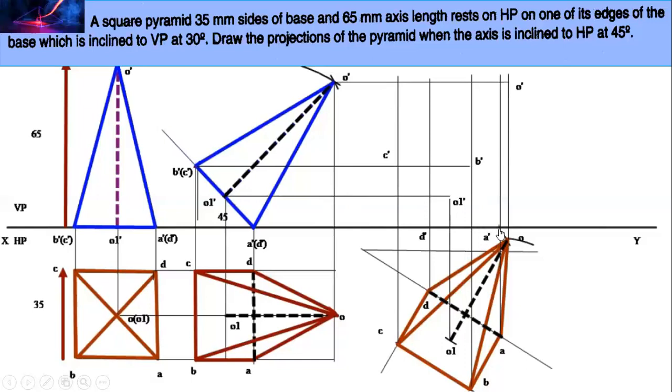Now the procedure is connect all the outer boundary points. Here always the base is towards the observer. So first make the base as visible. Base is A, B, C, D. So A dash, B dash, C dash, D dash will be visible. Now outer boundary points should be visible.